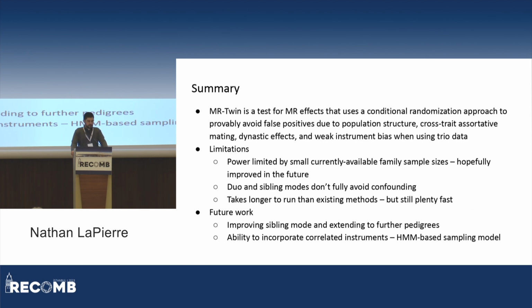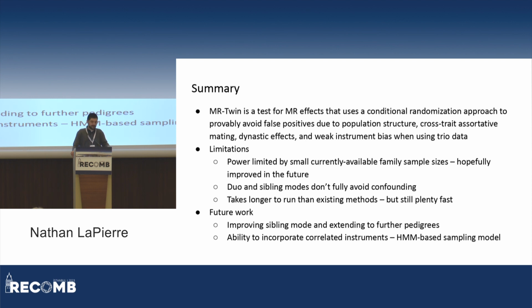Okay. So in summary, MR twin is a test for MR effects that uses a conditional randomization approach to provably avoid false positives from population stratification, and I didn't have time to talk about these, but also cross-trait assortative mating, dynastic effects, and weak instrument bias when using trio data. Some limitations currently, as I alluded to before: power is limited by small currently available family sample sizes, especially trio sample sizes. And trio data is really where this works best. So hopefully that will be improved in the future. Hopefully there's just more trio data coming.